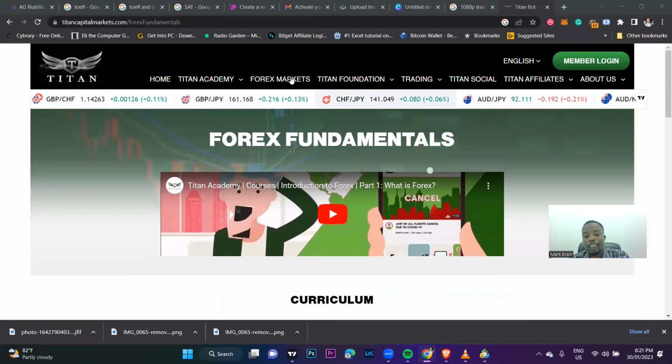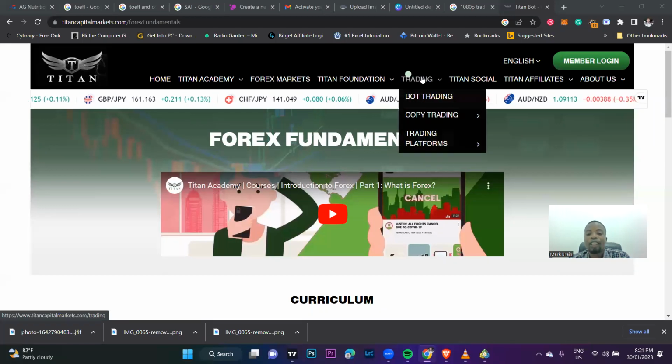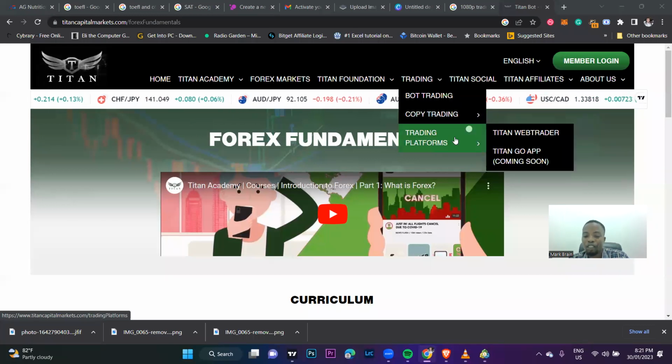Now, when you come to the Forex markets on the website, it also gives you an overview of the market. Then you come to trading, and you should take the time to read on both trading and copy trading, then the trading platform. Basically, these are the key major elements that I want us to be abreast of, as we will definitely recommend people to the platform to come and learn with us.